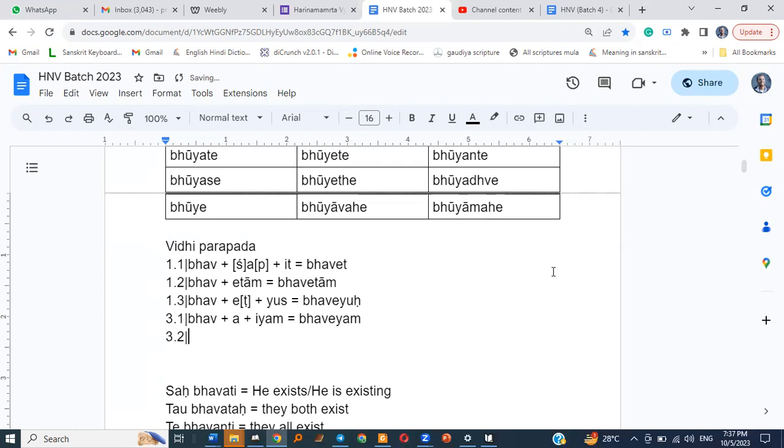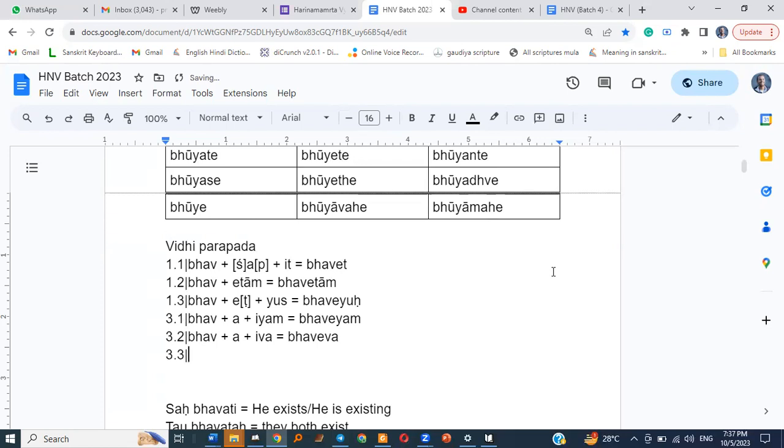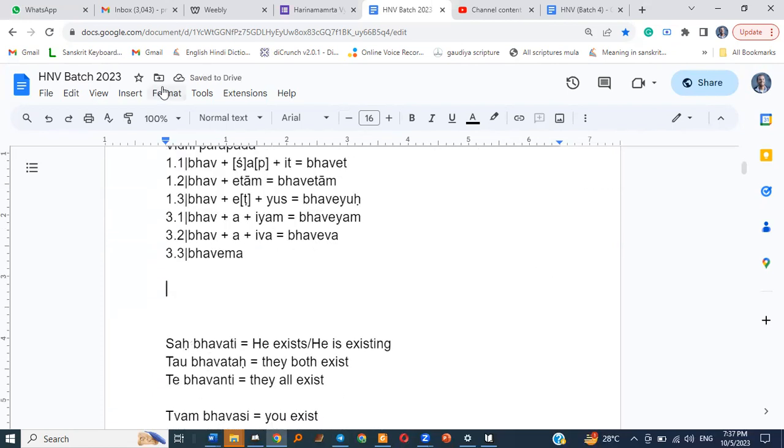Then 3-2 would be Bhu Yav. So Yav A is inserted, Shab. O becomes A after A, Yam becomes E, Atvaya E, and we get Bhave. And 3-3 would be Bhavema. So that's the Vidhi Parapada.